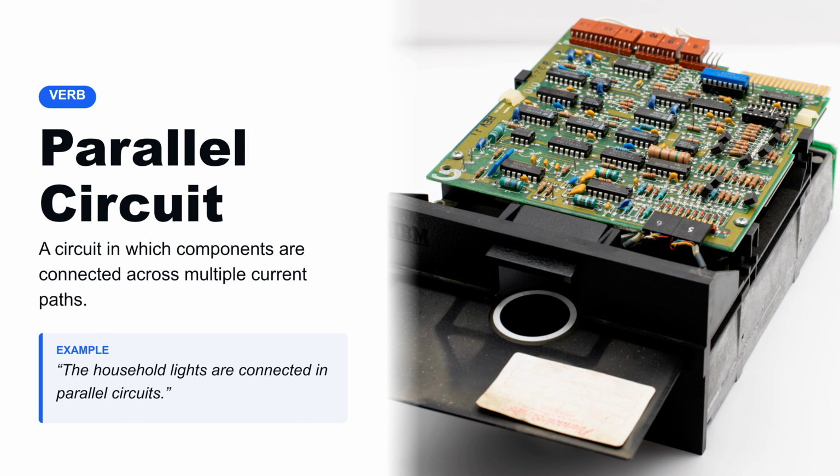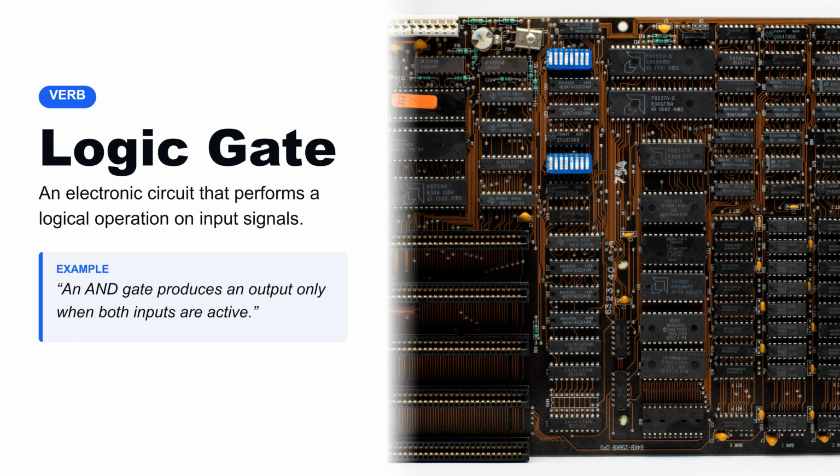Parallel circuit. A circuit in which components are connected across multiple current paths. The household lights are connected in parallel circuits. Logic gate. An electronic circuit that performs a logical operation on input signals. An AND gate produces an output only when both inputs are active.